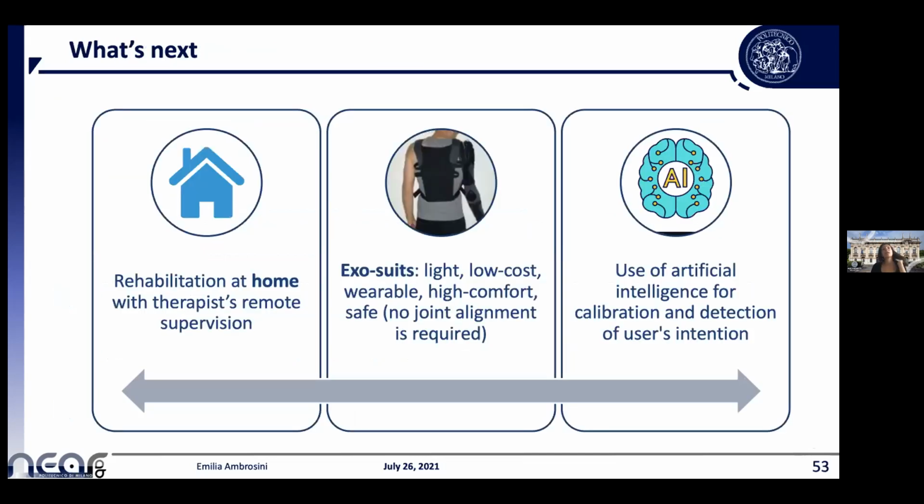And what's next? What's next is basically that rehabilitation should really go home with the therapist's remote supervision. And this could probably be possible thanks to the use of exosuits, which are light, low cost, wearable, high comfort, safe, since they do not require joint alignment, and could eventually integrate textile electrodes for FES. And we might exploit also the use of artificial intelligence for calibration and detection of the user intention. And with this, I want to conclude and thank you.